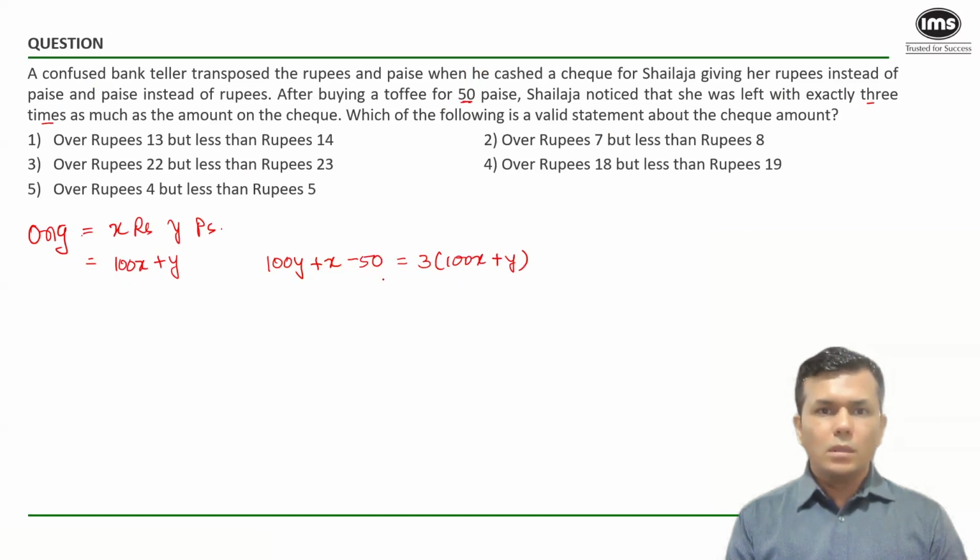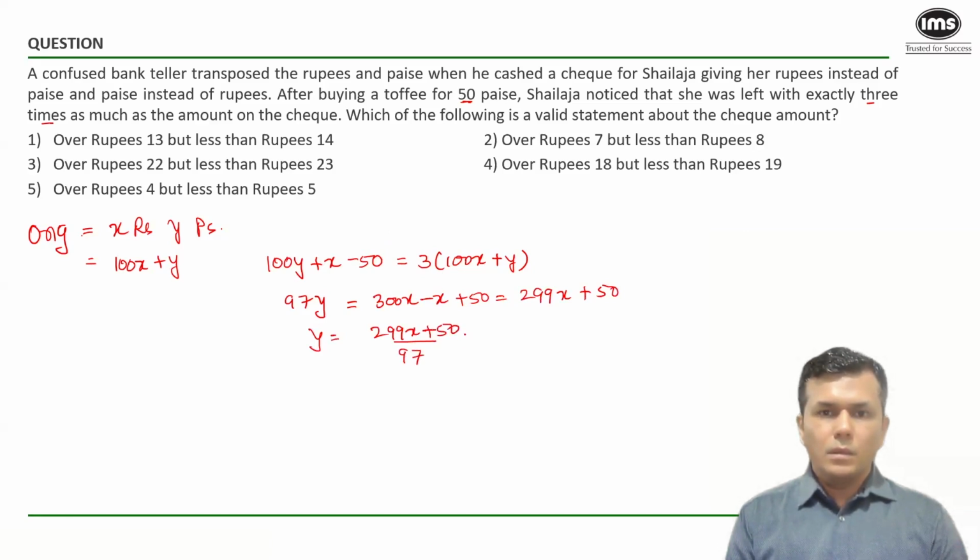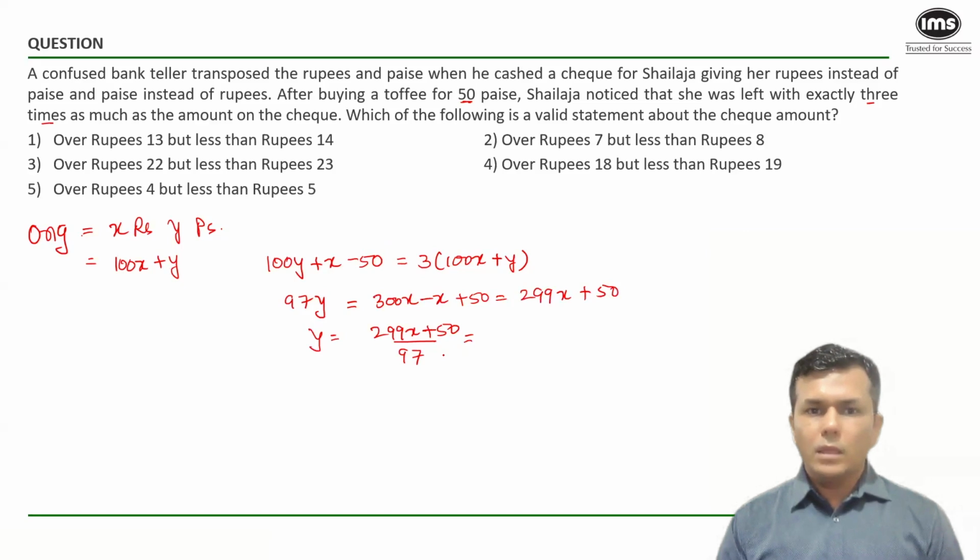So we got an equation here. Let's try to solve the equation. 100y minus 3y is going to be 97y. And that's equal to 300x minus x plus 50, which is 299x plus 50. So y is going to be 299x plus 50 upon 97. Now, because y is paise and that needs to be an integer, this entire quantity, that is 299x plus 50, should be divisible by 97.